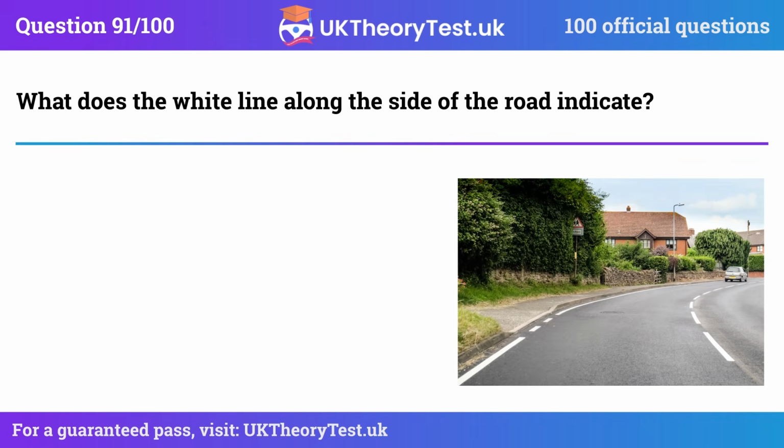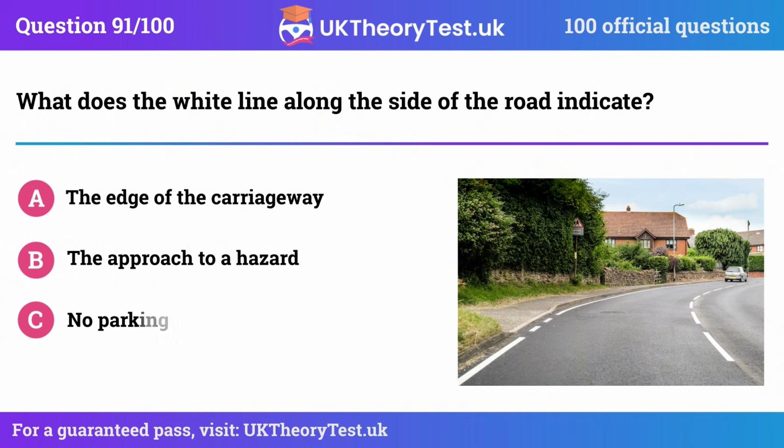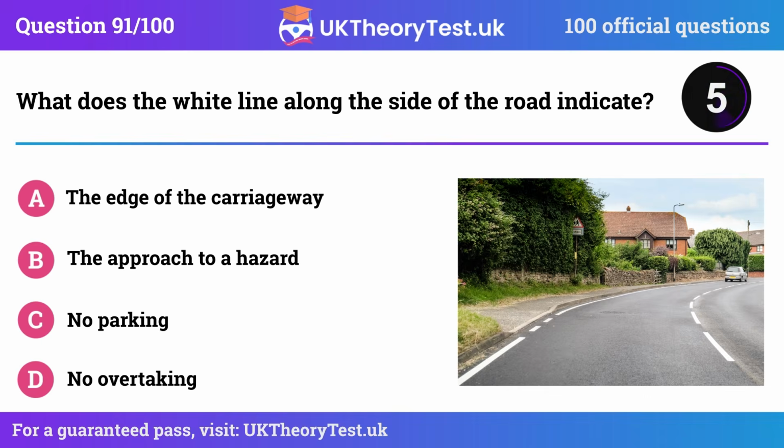What does the white line along the side of the road indicate? A. The edge of the carriageway. B. The approach to a hazard. C. No parking. D. No overtaking.